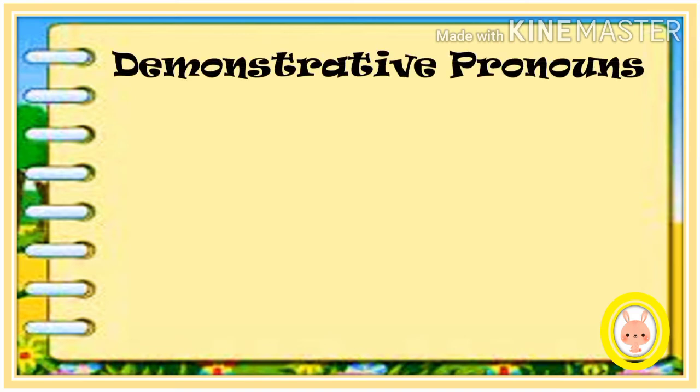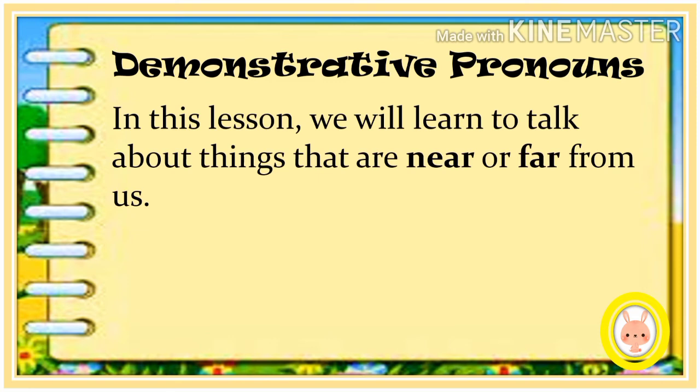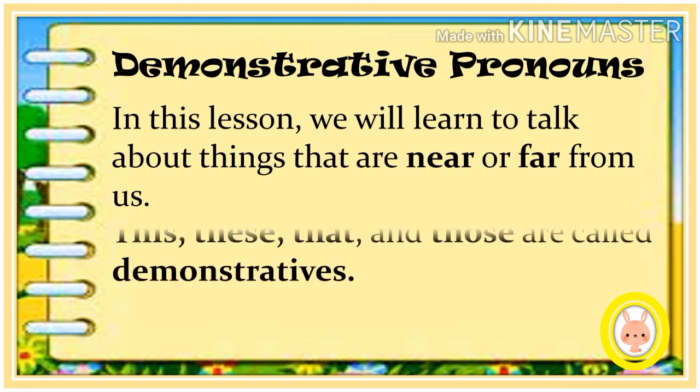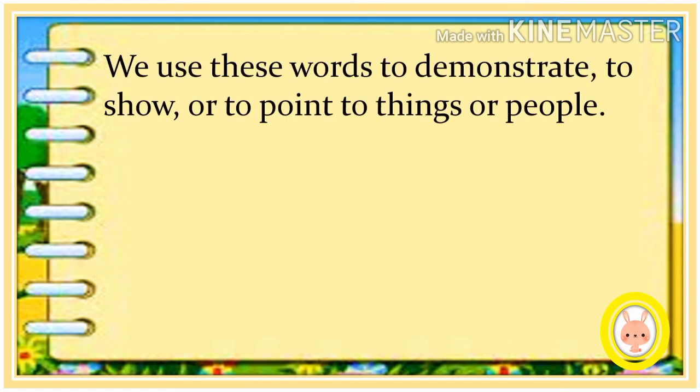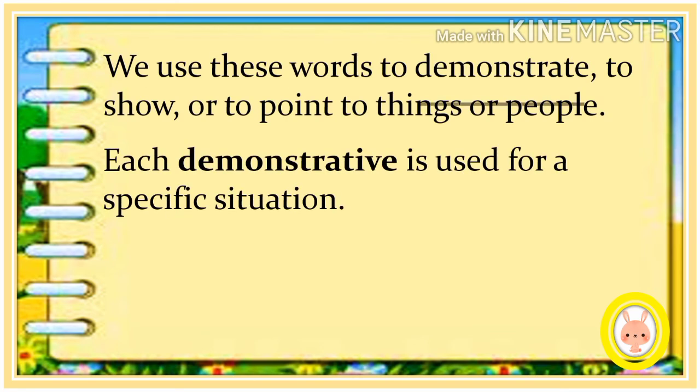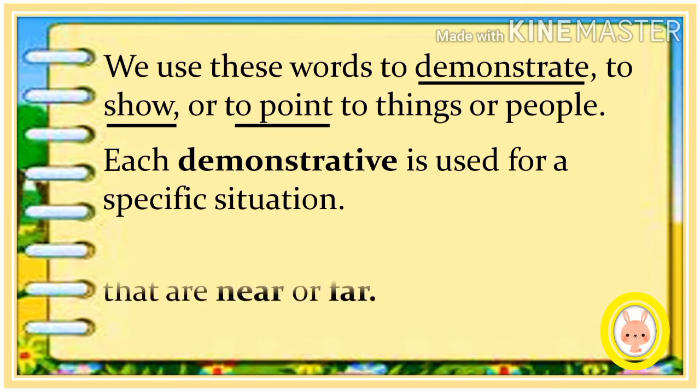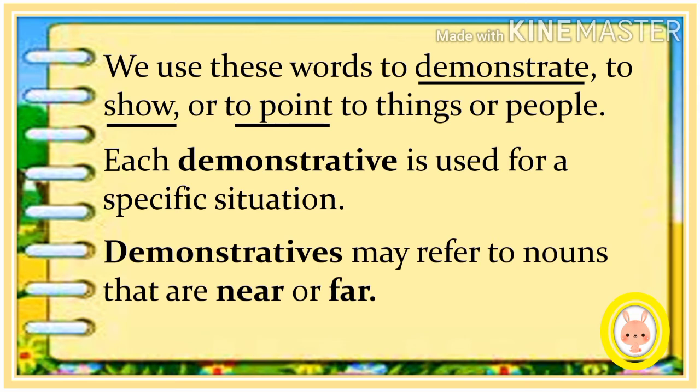Now, let's talk about demonstrative pronouns. So in this lesson, we will learn to talk about the things that are near or far from us. This, that, these, and those are called demonstratives. We use these words to demonstrate, to show, or to point to things or people, and each demonstrative is used for a specific situation, and demonstratives may refer to nouns that are near or far from us.